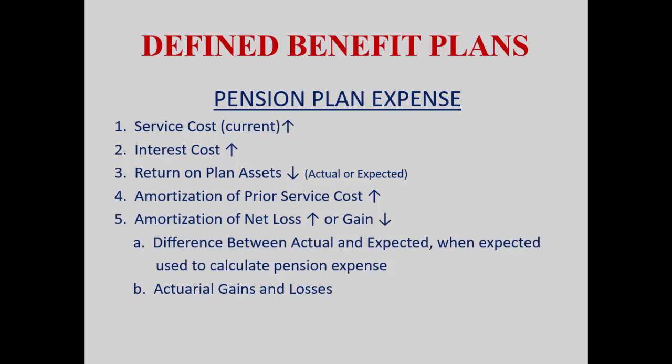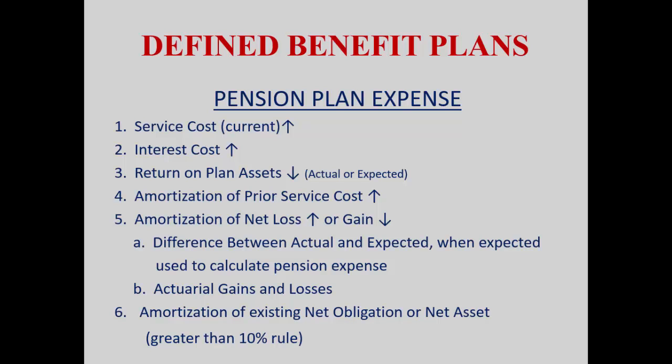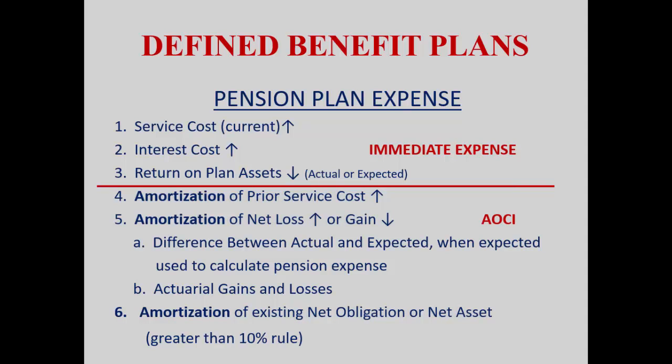There will also be amortization of net loss and gain for actuarial gains and losses. And finally, amortization of existing net obligation or net asset. And that's going to be the greater than 10% rule. Okay, now the first three are immediately expensed. The last three are into accumulated other comprehensive income. Will be increases and decreases.